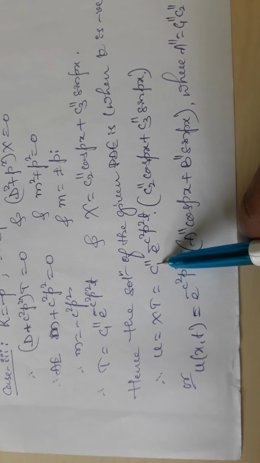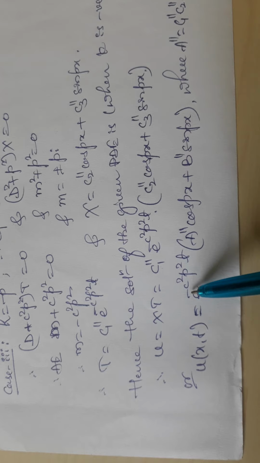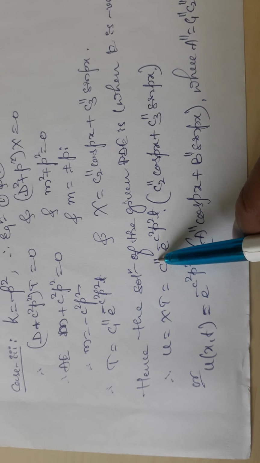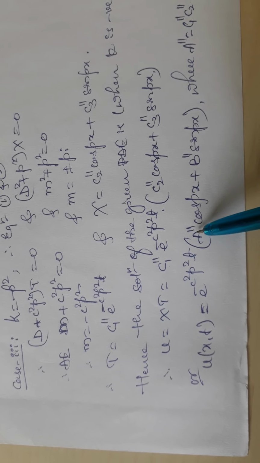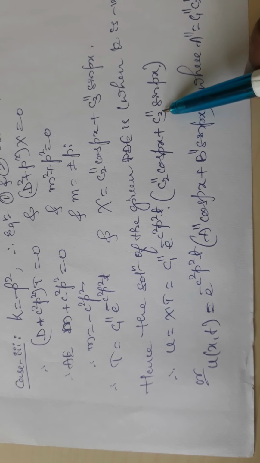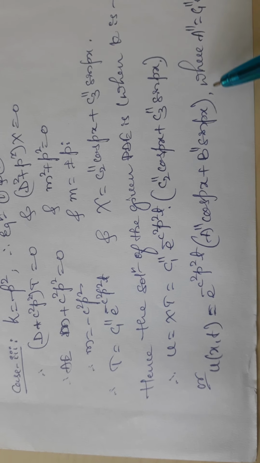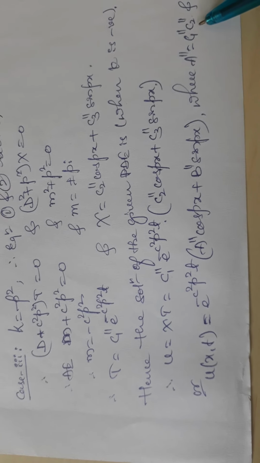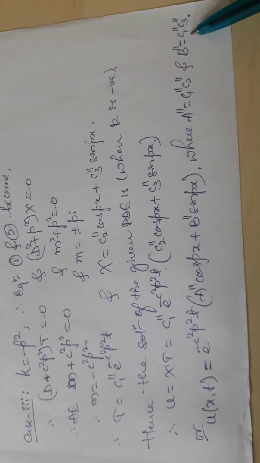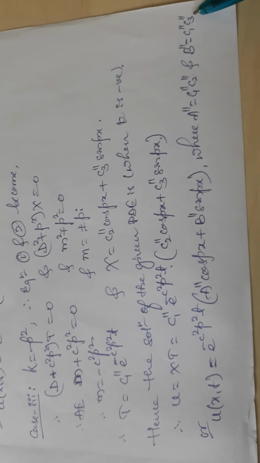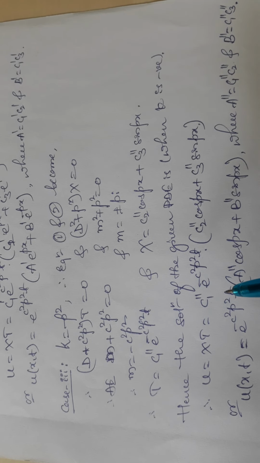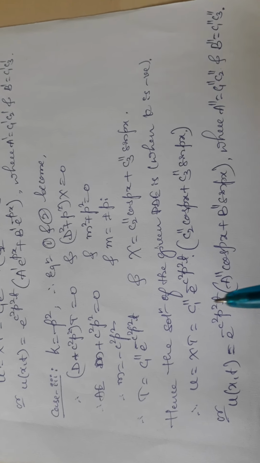Or u of x,t is given by, taking e to the power minus c squared p squared t outside and multiplying c1 double dash to the inside: c1 double dash into c2 double dash I can call a double dash cos px, plus c1 double dash into c3 double dash I can call b double dash sin px, where a double dash is c1 double dash c2 double dash and b double dash is c1 double dash c3 double dash. These are the three cases for the various possible solutions of the one-dimensional heat equation.